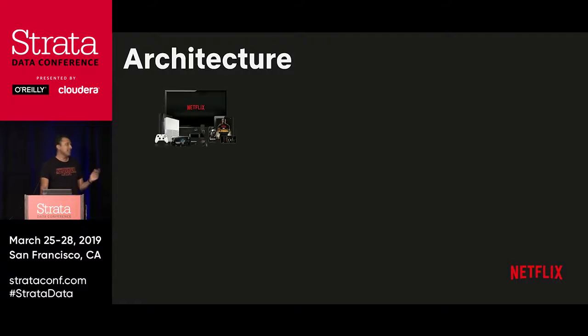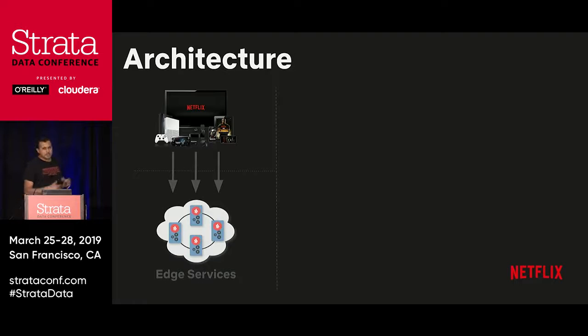So obviously, you have the devices. The devices, as soon as the user starts interacting with it, they start sending data back to the Netflix services. So we have a bunch of edge services that are designed to receive this data. You can think of them as REST endpoints. I'm not going to dive into too much detail, but there is a huge distributed system behind this, a globally distributed system which receives this data.